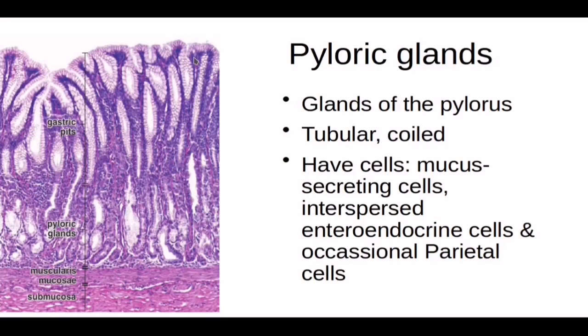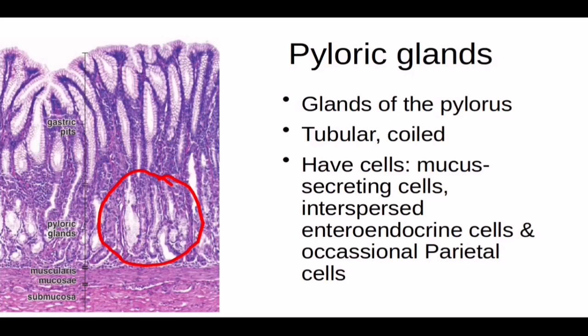Right. For the pyloric glands, these are found in the region of the pylorus. They are tubular and they are coiled. You can see here, these are our pyloric glands. They're tubular and they're coiled, and their cells, again, are few as compared to those of the gastric glands. They mainly have mucus secreting cells. We have endocrine cells interspaced within the mucus secreting cells, and we have occasional parietal cells.